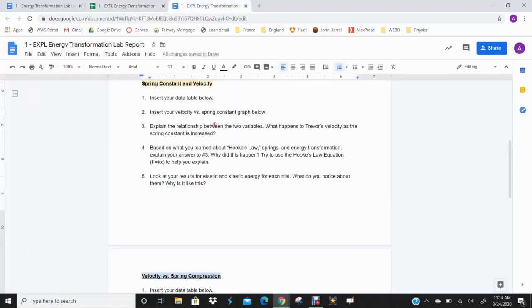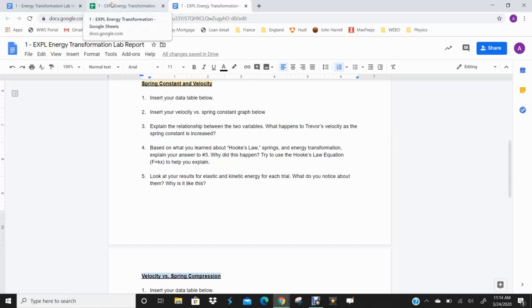So make sure you get that graph. You'll paste that in here. That was the explanation of the relationship between them. And then it says, based on what you learned about Hooke's law and energy transformation, explain your answer to number 3. Why did this happen?